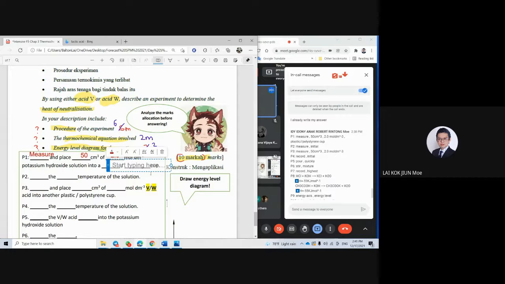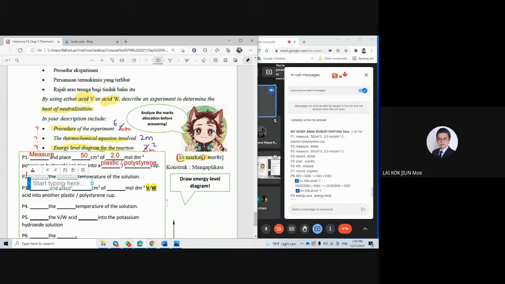So why do we need polystyrene cup or why do we need plastic cup? Can I use a copper cup? Can I use the crucible cup, porcelain cup? Can? Why must plastic and polystyrene cup? Any purpose? If you understand the concept, then good.